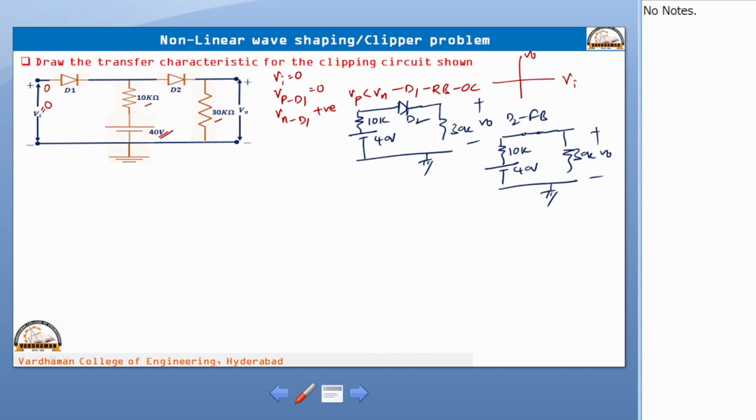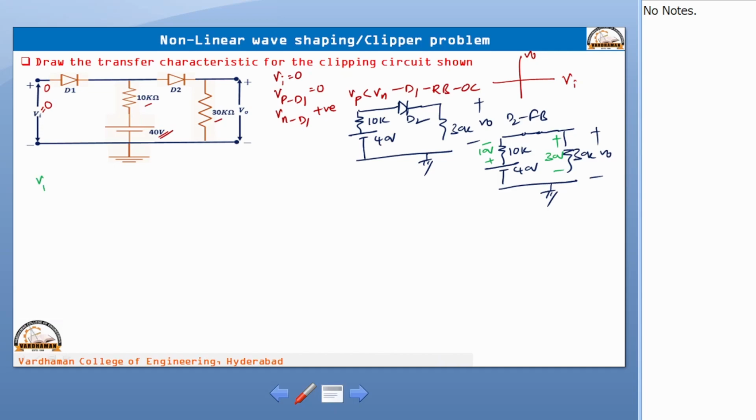It is a simple voltage dividing circuit. 40 volts is divided between 10K and 30K, and the resistor ratio is easily 10K to 30K. Out of 40 volts, 10 volts will be taken by the 10 kilo ohm resistor and 30 volts will be taken by the 30 kilo ohm resistor. We need output across 30K, that means output is 30 volts. This entire operation has been done when Vi is equal to 0.